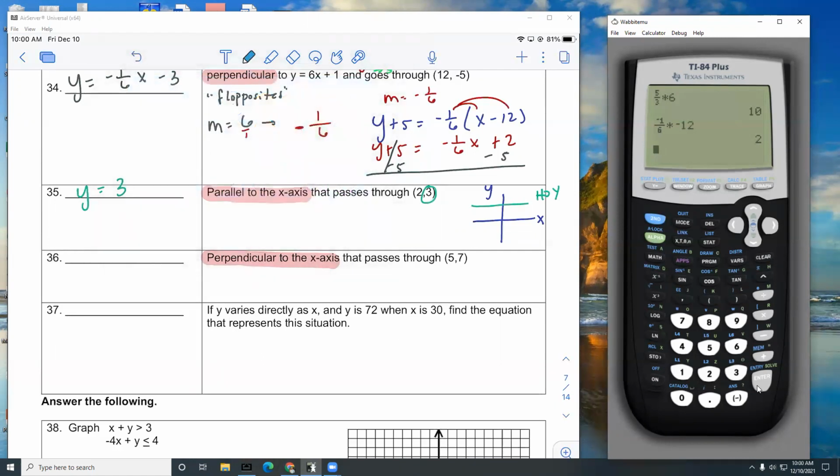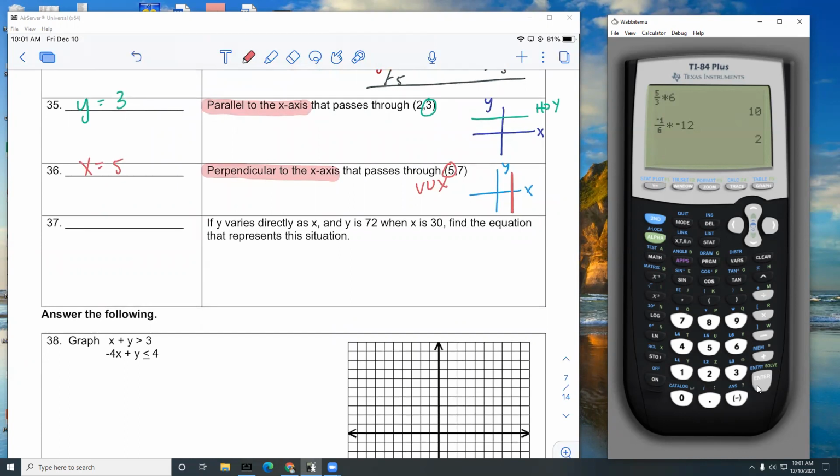So then on 36, perpendicular to the x-axis, again, here is my sketch. Perpendicular to the x-axis passes through the point (5, 7). All right, perpendicular means that they cross at a right angle. So if I cross the x-axis, that has to be an up and down line. So this is a Vux situation. So it should be x equals 5 because 5 is the x of my point.